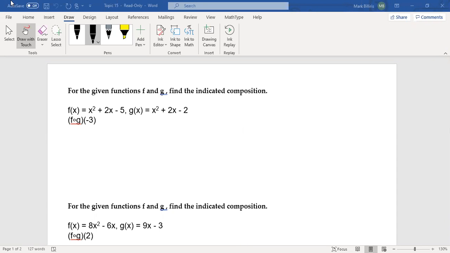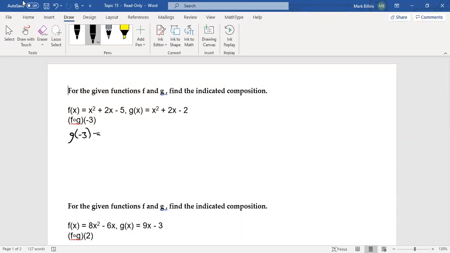In the first problem, it says for the given information f and g, find the indicated composition. So f of x equals x squared plus 2x minus 5, g of x equals x squared plus 2x minus 2, and we're asked to find f of g of negative 3. So we always work from right to left. So what we do is we take the negative 3 and plug it into the g function for x. So now we're going to evaluate g of negative 3.